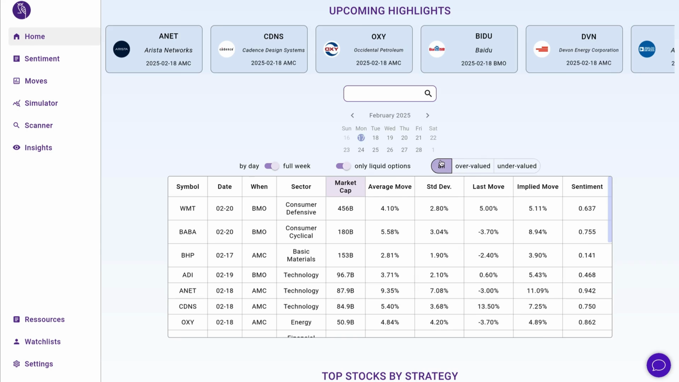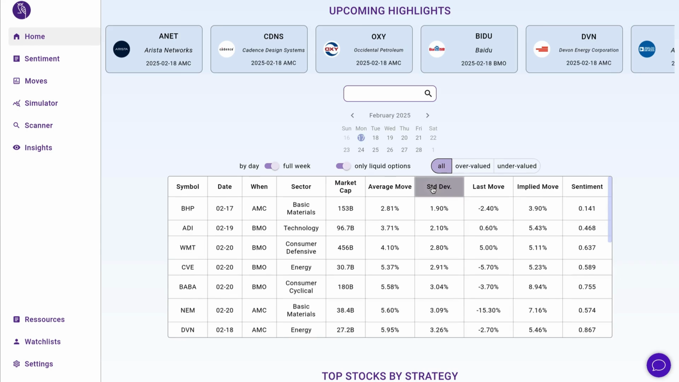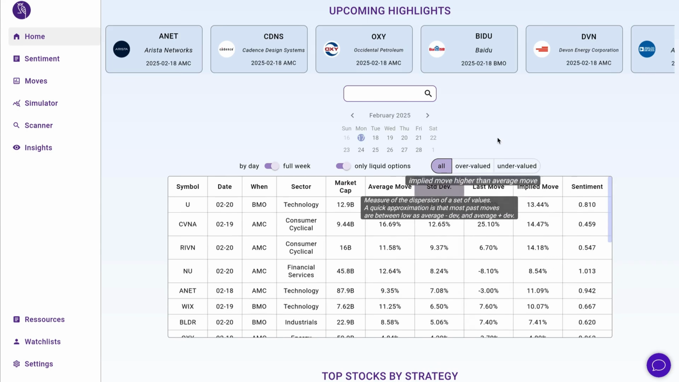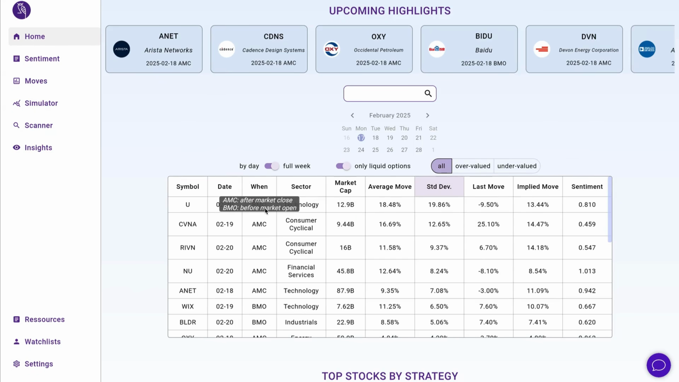we like to compose. So let's go ahead and, for example, sort by the highest standard deviation, meaning here stocks that have the highest range of moves, not only a high average move, but also a very wide distribution. And so you see that we have some candidates this week for Unity, CVNA, Rivian, New, where the average move is quite high, a high standard deviation, and somehow an implied move that's well priced in.